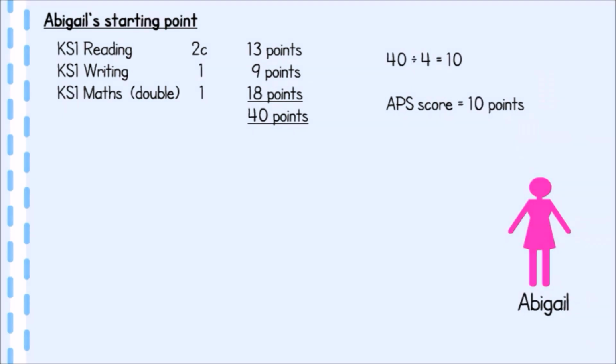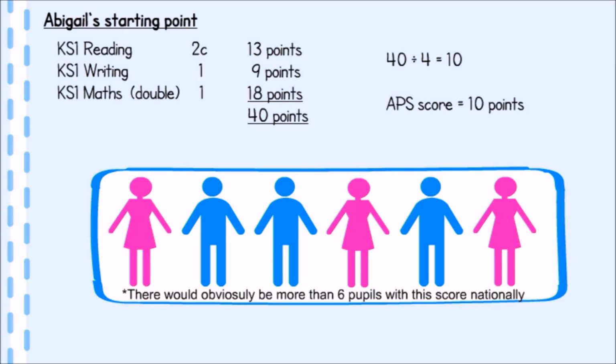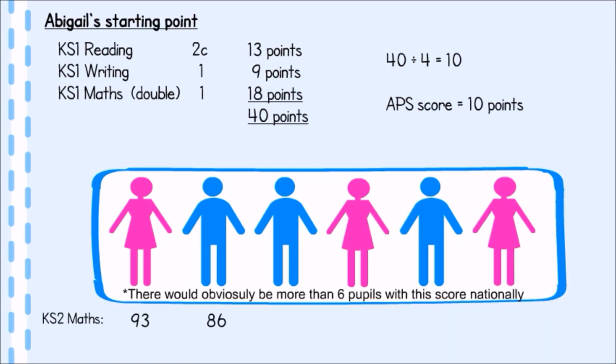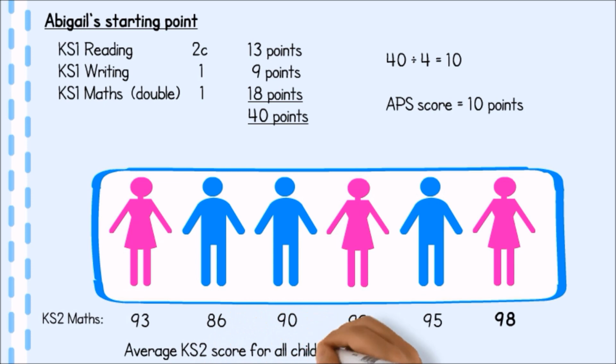To look at progress, Abigail is put into a group of children who had the same point score at Key Stage 1. This group includes all such pupils from across the country. These pupils' Key Stage 2 test scores are totalled to find an average, which in the simple example shown here would come out at 93.5 points.